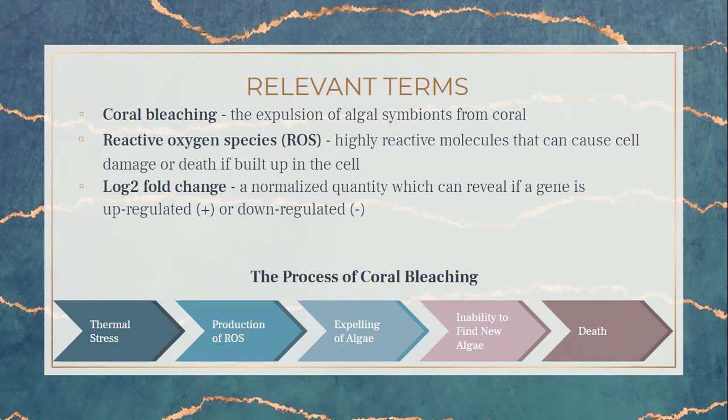Oxidoreductase is the enzyme that helps to reduce oxygen into a less harmful compound and mitigates the overproduction of ROS. And then after that, we have log two-fold change, which is the data that I'm working with. This is a quantity that compares gene expression values and can reveal if a gene is up or down regulated.